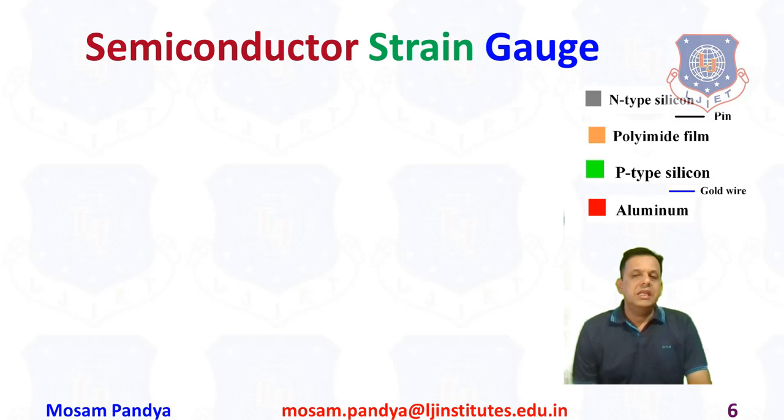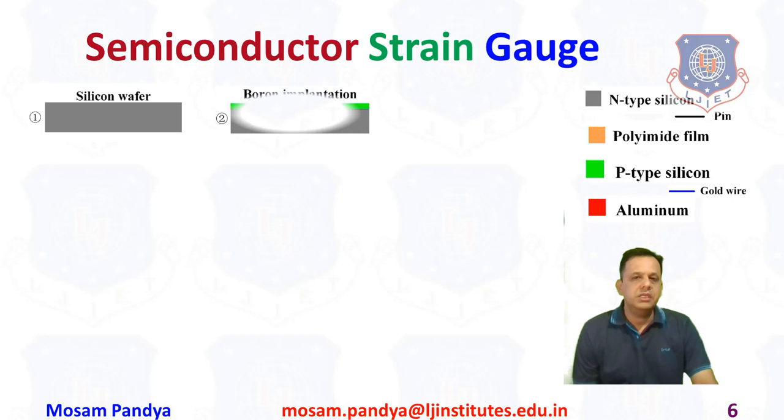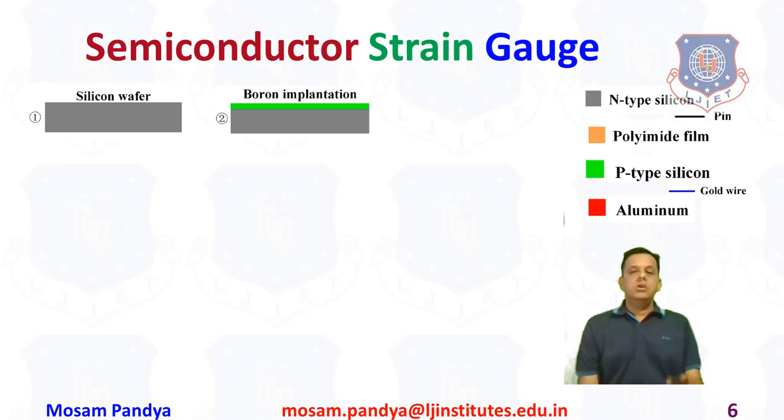So once again, let us remember the colors that we are using for the layers in the semiconductor. So very first of all, let us take a silicon wafer of say 150 micrometer thickness or so. And boron implantation, boron here, that's a P-type semiconductor doping. It is being doped in the silicon wafer.